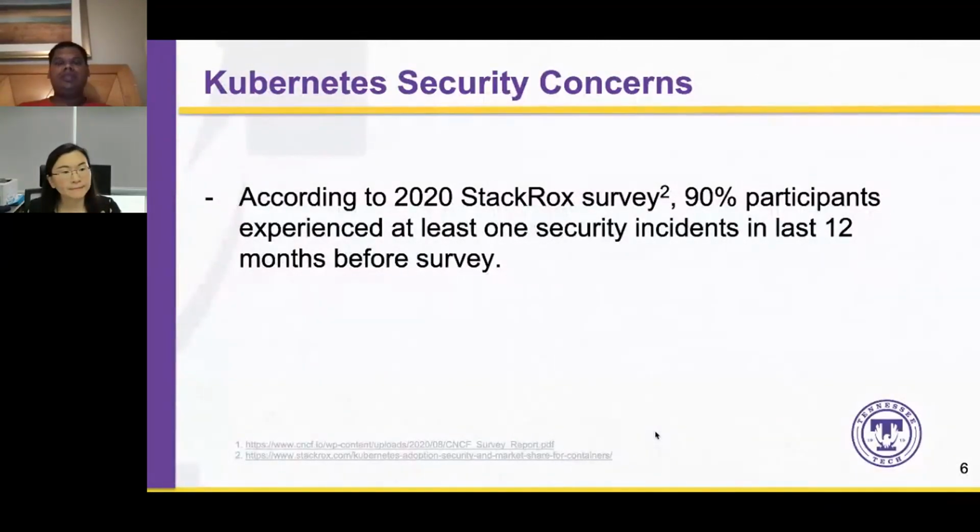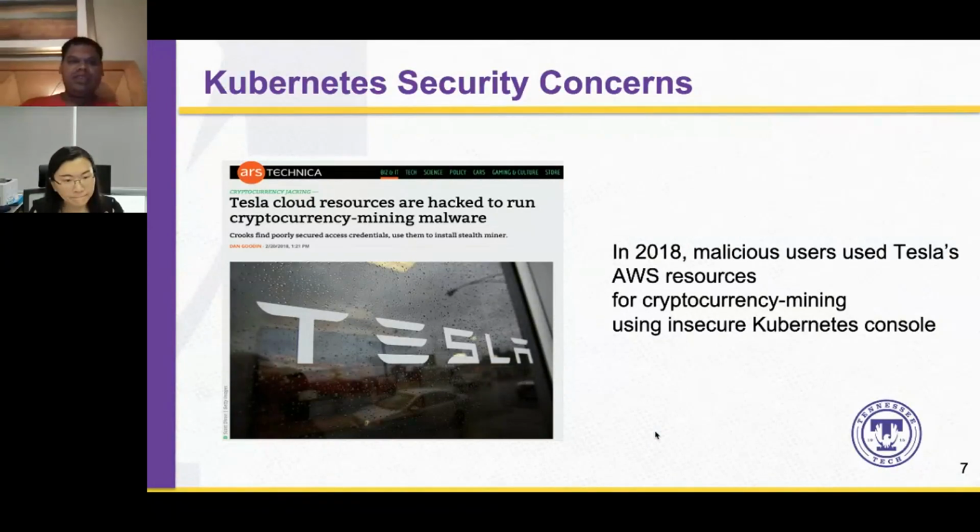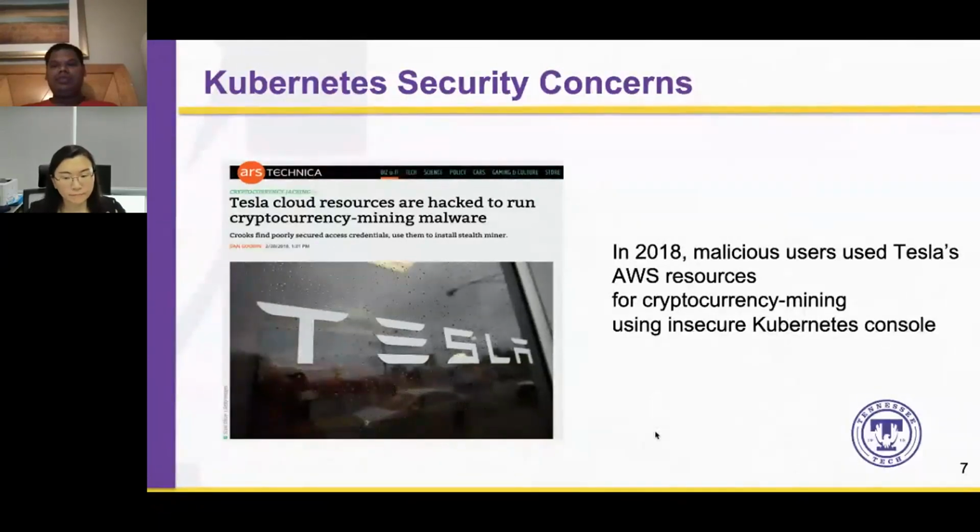In the 2020 StackRox survey, 90% of the total participants reported that they had encountered at least one security incident in the 12 months before the survey. And this perception sometimes manifests into large-scale security breaches. For example, Tesla, who uses Kubernetes, was susceptible to a cryptocurrency mining malware attack, where malicious users used Tesla's AWS resources for cryptocurrency mining. That happened because of insecure Kubernetes configuration, which typically resides in Kubernetes manifests.